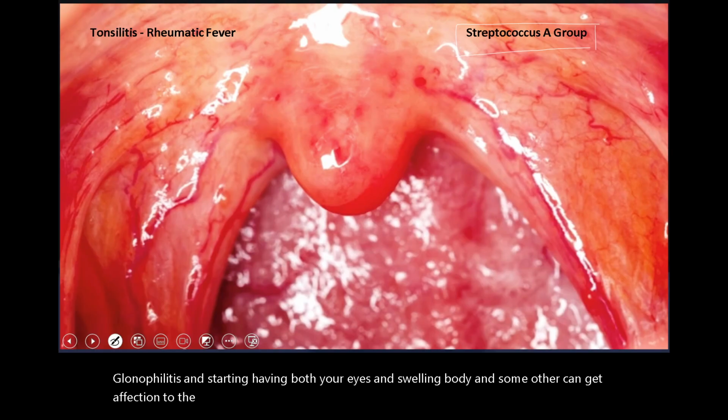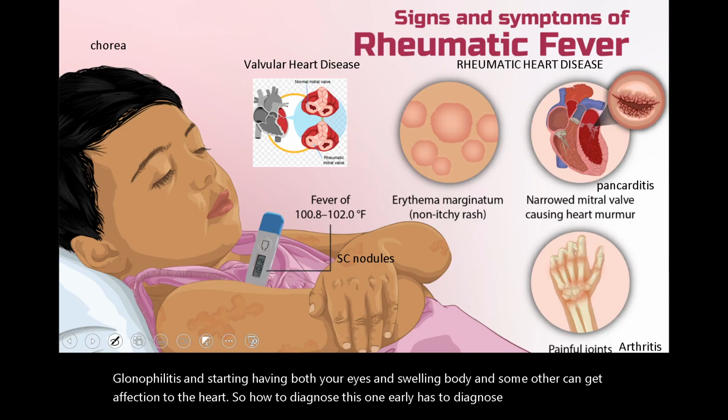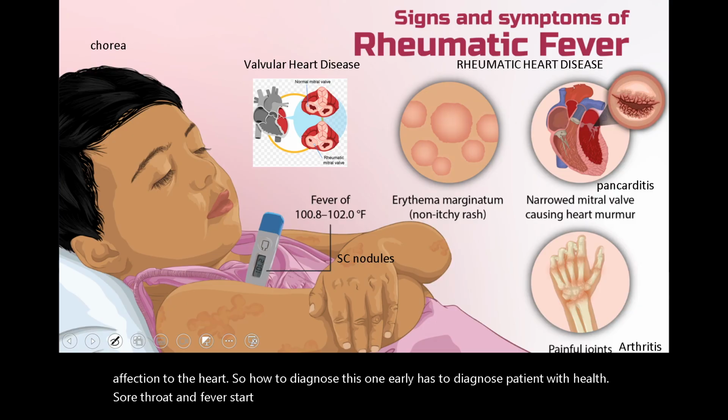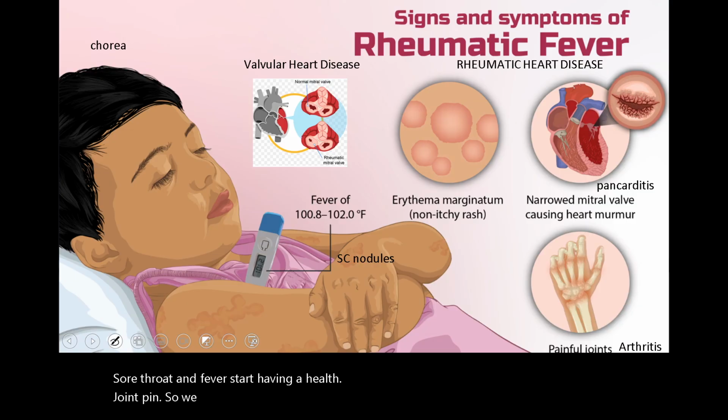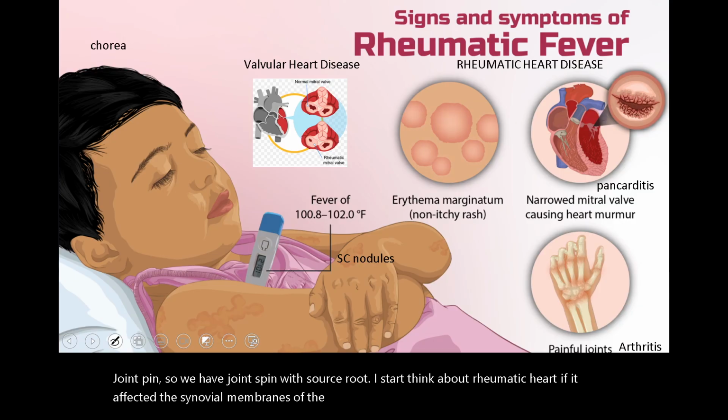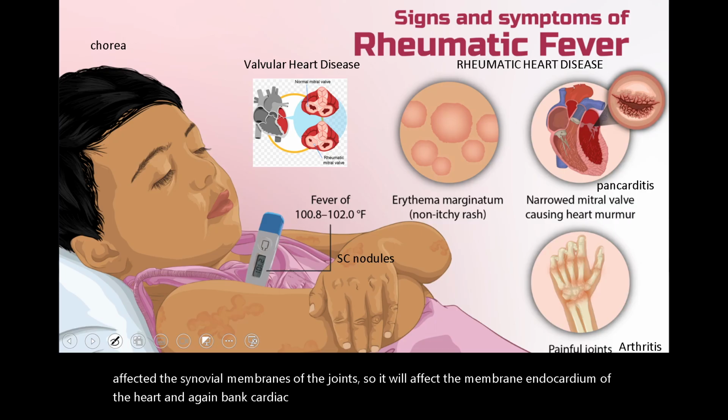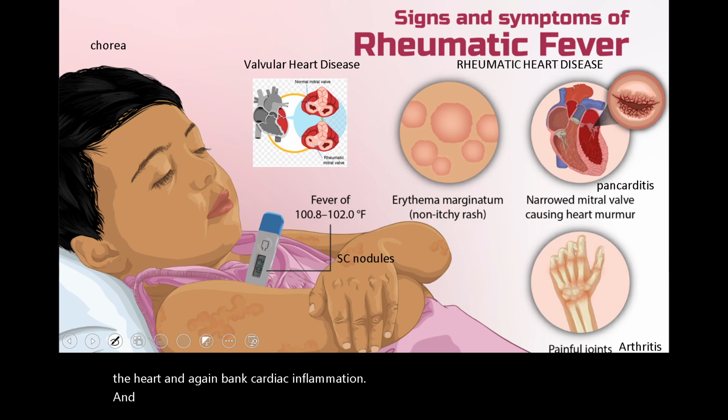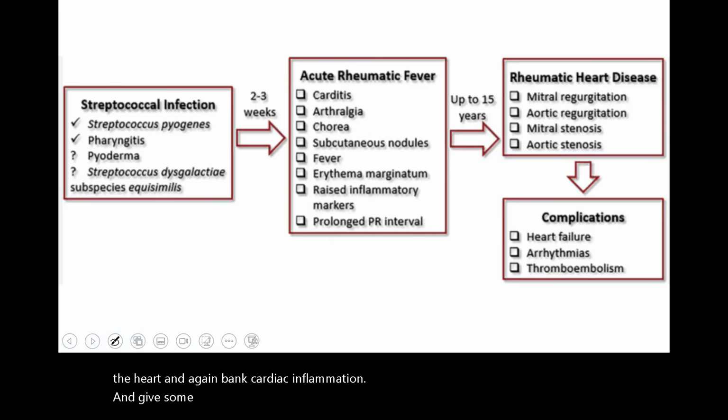So how to diagnose this one? Early, you have to diagnose. A patient with sore throat and fever starts having joint pain. So when you have joint pain with sore throat, I start thinking about rheumatic heart disease. If it affects the synovial membranes of the joints, it will also affect the membrane endocardium of the heart and can give pancreatitis and inflammation and give some specific skin rashes.